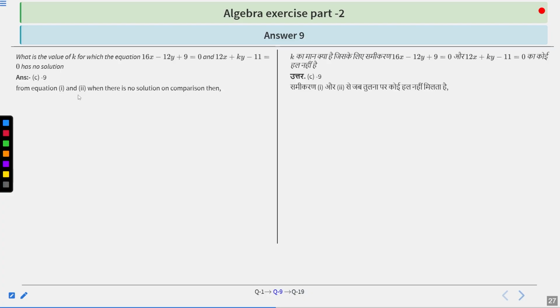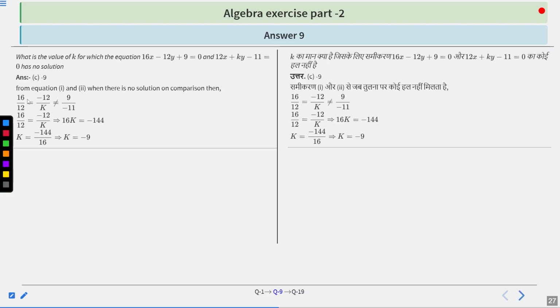So from equation 1 and 2, when there is no solution, then on comparison, 16 upon 12 equal to minus 12 upon k, but minus 12 upon k is not equal to 9 upon minus 11. So putting 16 upon 12 equal to minus 12 upon k, after cross multiplication, 16 into k is equal to 12 into minus 12, that is minus 144. So the value of k is minus 144 upon 16. And on dividing, we get k equal to minus 9. So for the value of k, that is minus 9, equation has no solution. Option number C is the correct answer.